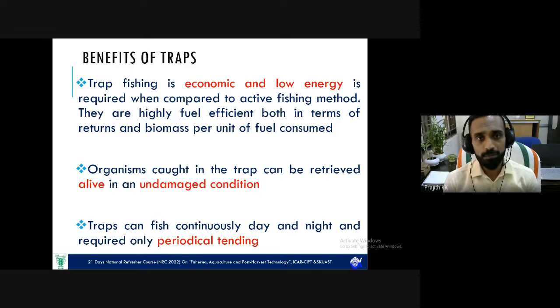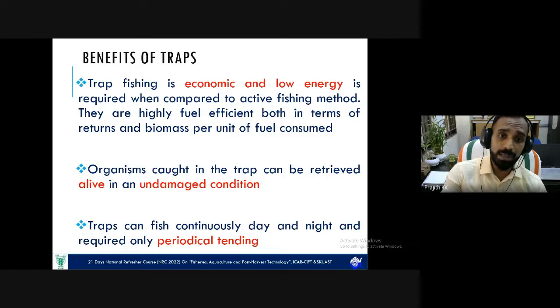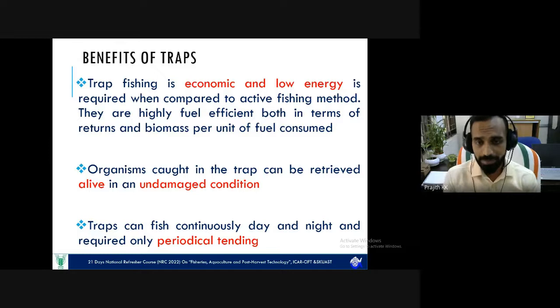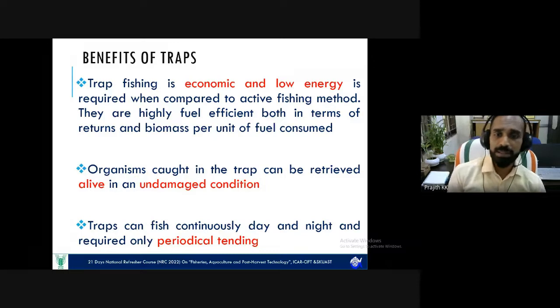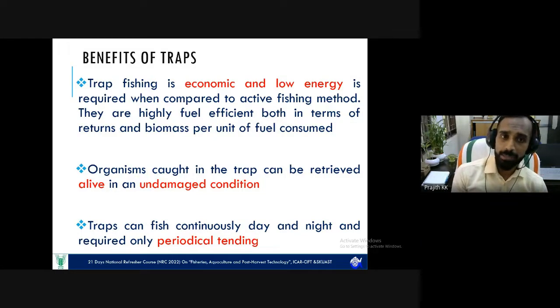So what are the benefits? What makes traps advantageous? Why does the trap stand at an upper level when we consider energy efficiency, operational easiness, and that kind of thing? These are the benefits of trap. A trap is an economic and low-energy gear when compared to the active fishing gear. So there is no need of higher investment of money and energy. It is highly energy efficient, both in terms of return on catch and the operational aspects.